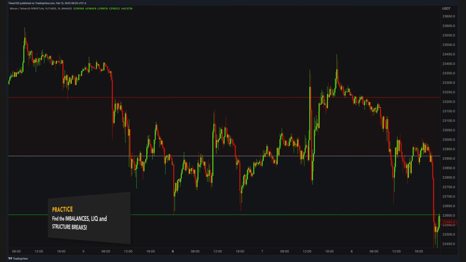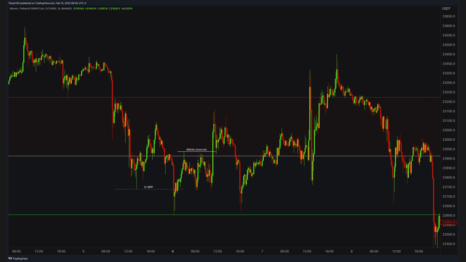Now, I want you to tell me, what do you see in this chart? Can you identify imbalances? Can you identify liquidity points? Can you identify breaks and structure shifts? First of all, once the price comes into range low, you can see how it sweeps the liquidity. Then it makes this internal structure break.